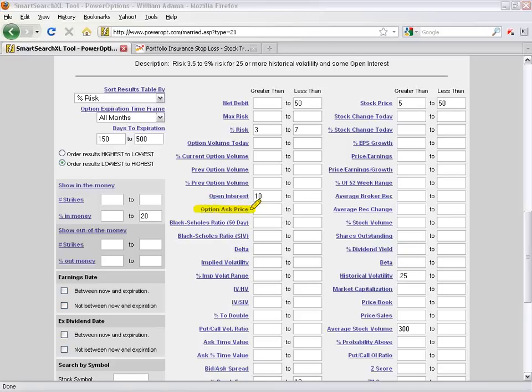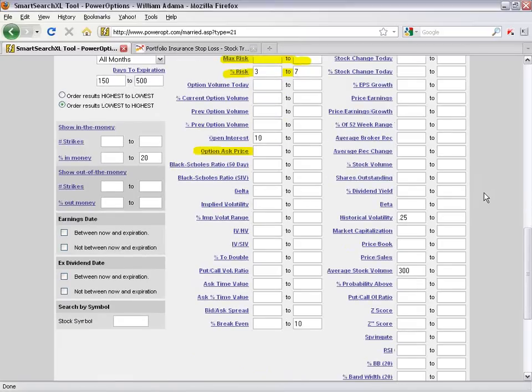The next column is the option ask price. Normally I don't use this because it's already taken into account if I use a monetary maximum risk filter or a percentage maximum risk filter. And of course in the net debit, I'm focused more on the combination of stock plus put than the option ask price by itself. I may focus on the option time value, the time value of the option ask, but that's already reflected in the percentage maximum risk as well.